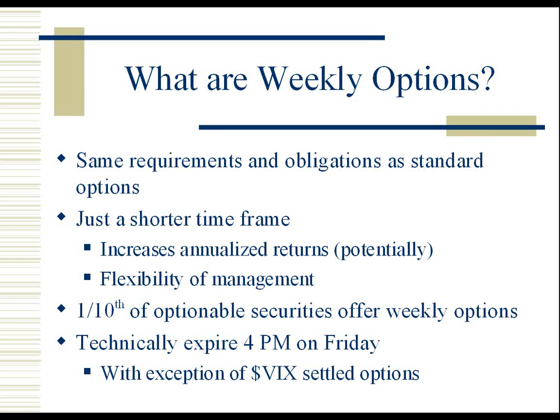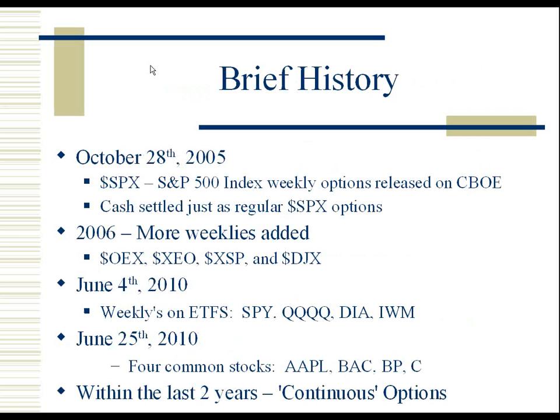With the exception of the VIX and the VXX, the VIX settles on Wednesday, I believe, as well. Now, a very brief history here, just for those of you who are curious. Right around October 28, 2005 is when we saw the first weekly options available on the S&P index, on the CBOE, and they were cash settled just as the regular ones.